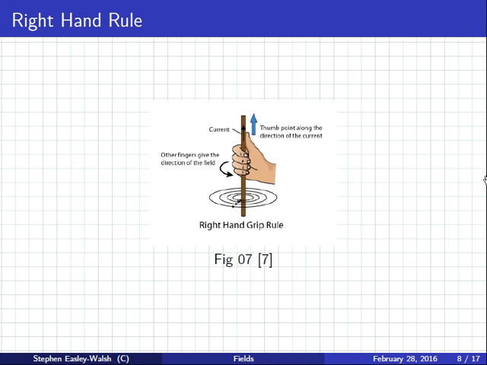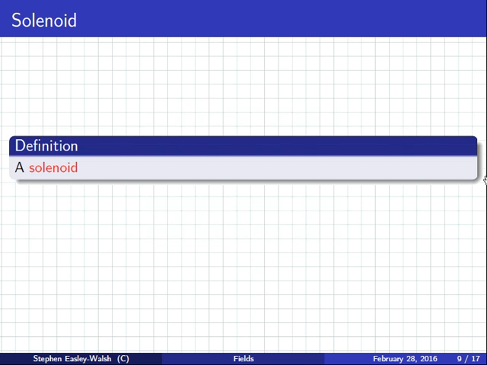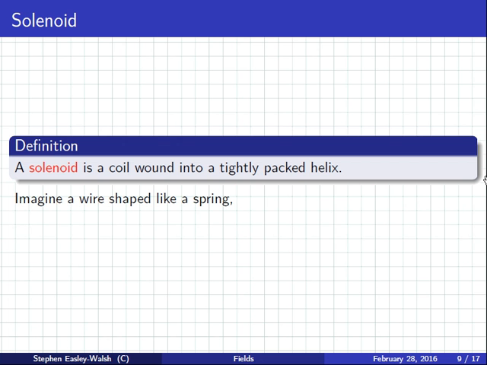So the next thing here is a solenoid. So what exactly is a solenoid? Well, it's a coil wound into a tightly packed helix. So imagine a wire shaped like a spring with a current running through it. That's a solenoid. Helix is the name of the shape that a spring makes.